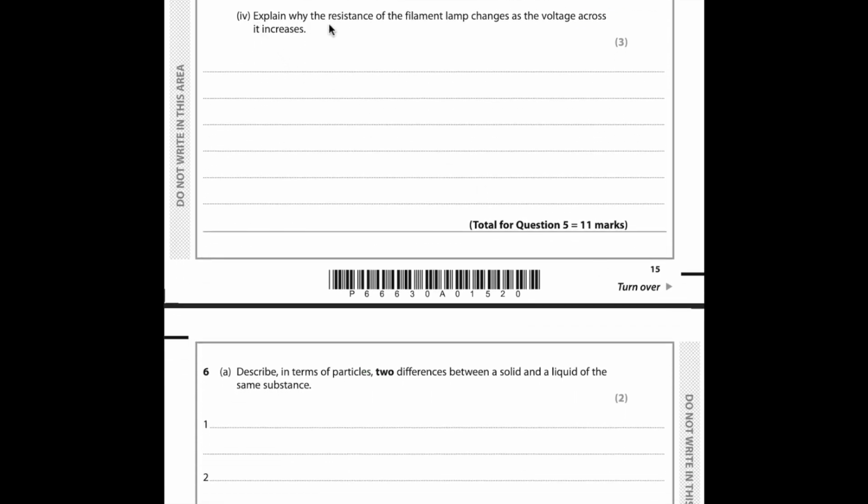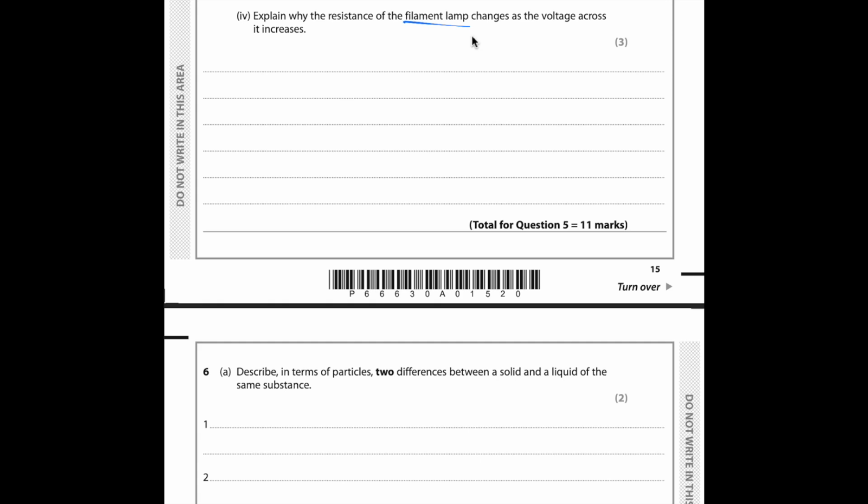4. Explain why the resistance of the filament lamp changes as the voltage across it increases. Right, so it's a filament lamp. As the voltage increases, you're going to have more current. And more current is going to make the filament heat up because you're going to have more collisions between the electrons and the ions in the wire. And that's going to make the resistance increase.